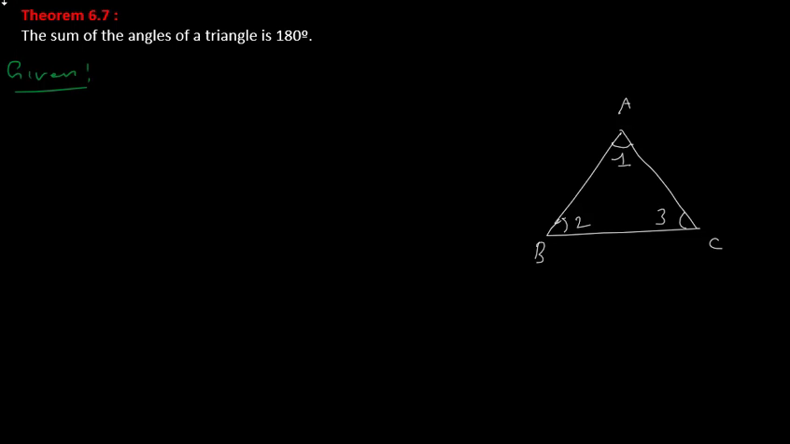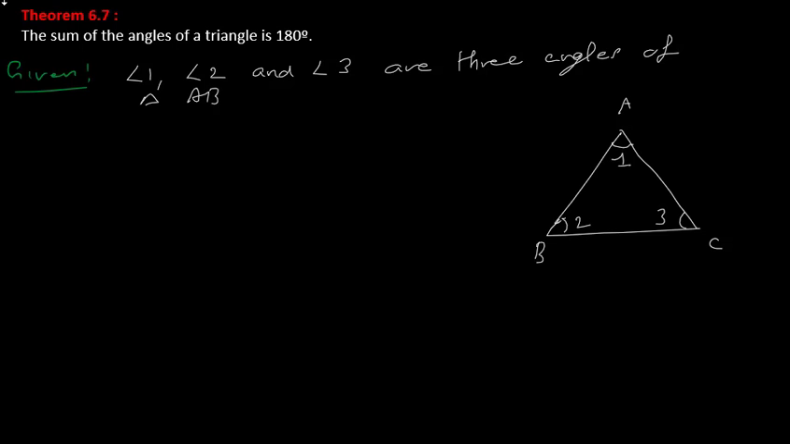Let us write: given angle 1, angle 2 and angle 3 are three angles of triangle ABC. This is given. We have to prove that the sum of these three angles, that is angle 1 plus angle 2 plus angle 3, their addition, is 180 degrees.